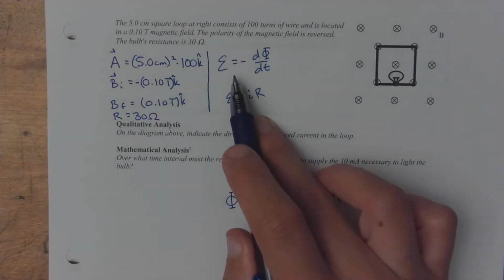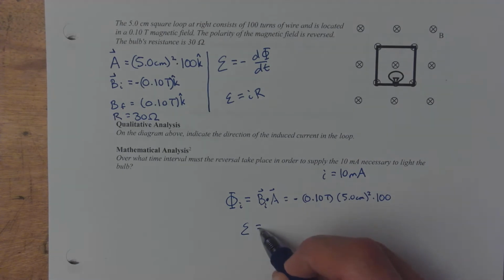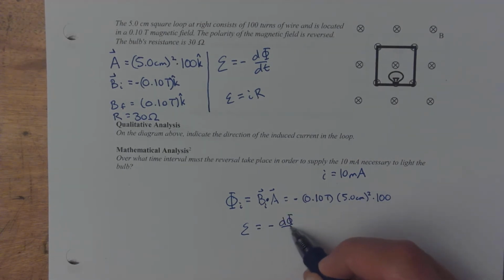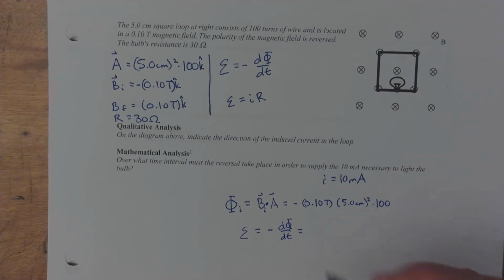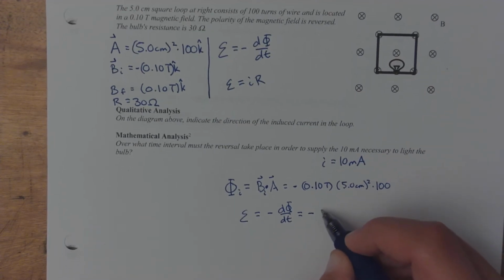Okay, then I'm going to say the EMF is equal to the negative derivative of the flux with respect to time, but we're going to assume that the magnetic field is changing linearly, like we saw in the previous problem. So this is the change in flux over the change in time.